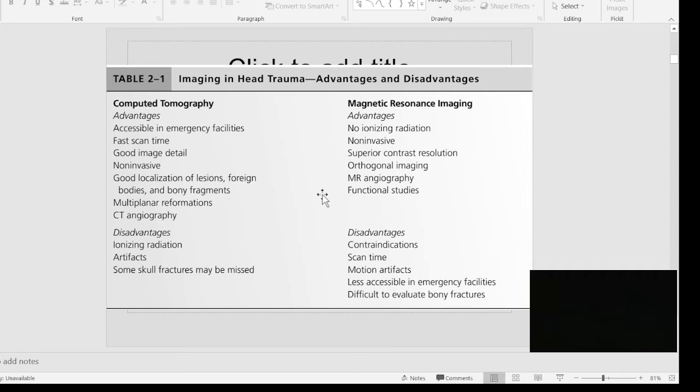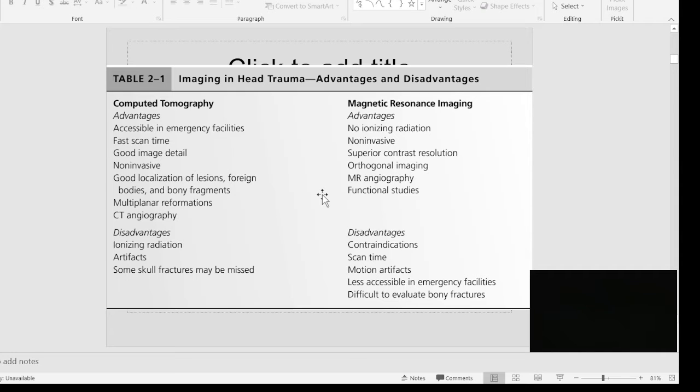So this is the imaging of head trauma, with advantages and disadvantages in using CT scan and MRI. Let's take for example the CT scan. One advantage of CT scan is that it is accessible in emergency facilities. It is very fast, with good image detail. It is non-invasive. It can localize lesions, foreign bodies, and bone fragments. It is also multiplanar for reformations, as in CT angiography.